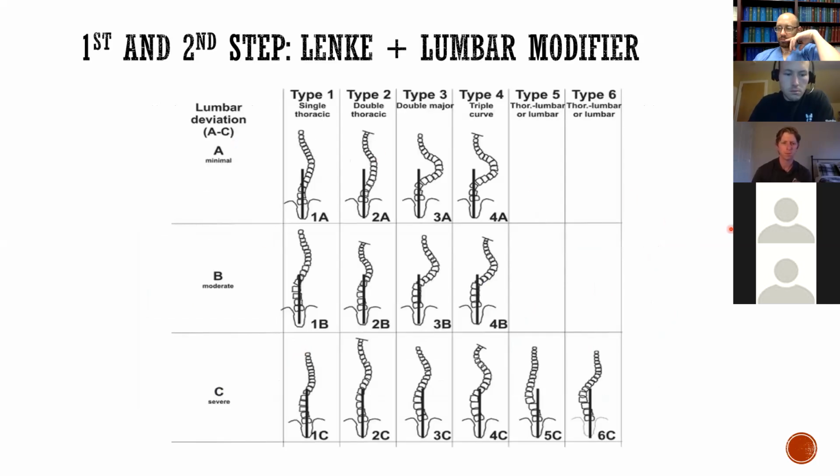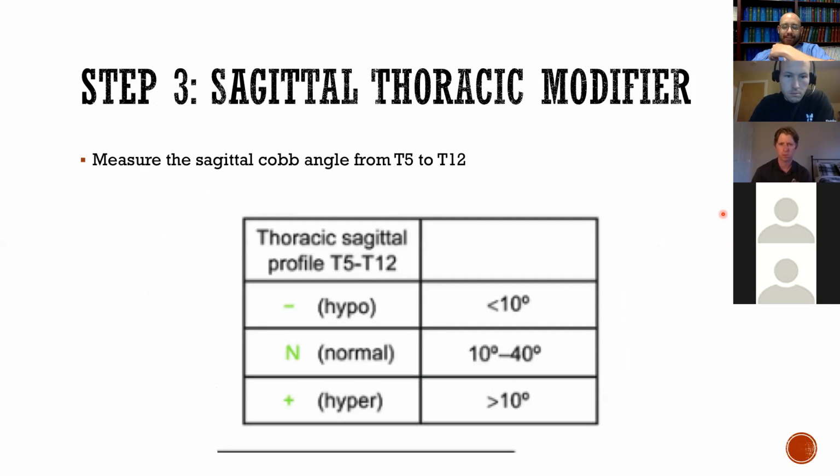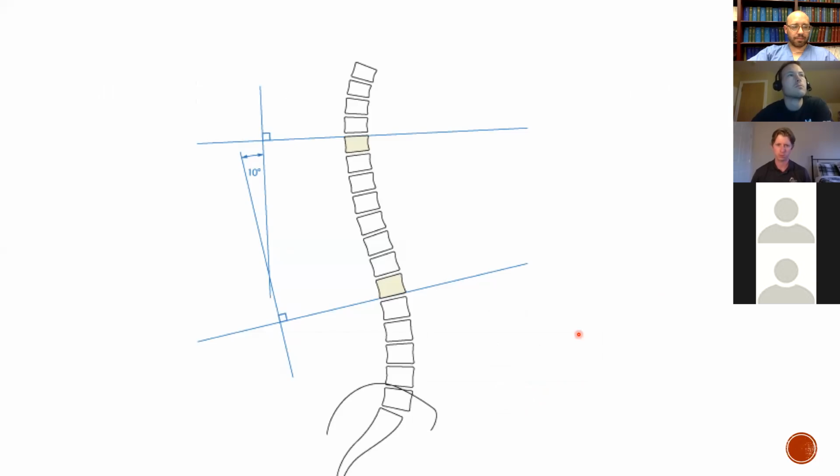Again, just redemonstrating, you put these together and you get either 1 through 6, and A, B, or C. Your next step is to look at the sagittal modifier. This measures the sagittal Cobb angle of T5 to T12. You either have a negative, neutral or normal, or hyperkyphotic spine. It's either 10 to 40 degrees, which is normal, less than 10, which is less than normal, and greater than 40. Sorry, this should be 40. And this is how you measure that.